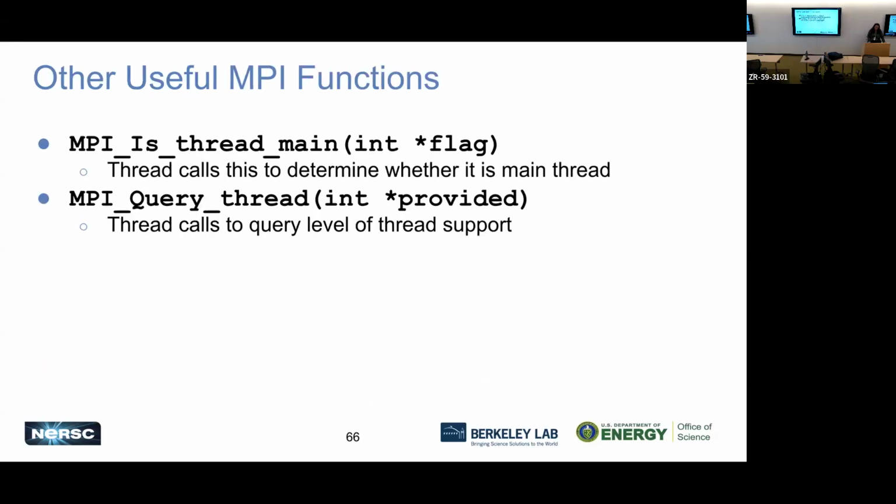Okay, then there are some other useful functions that come in handy in this hybrid world. MPI is thread main returns a true or false, basically, of whether you're currently in the main thread. And MPI query thread is something a thread can call to query the level of thread support for your MPI.